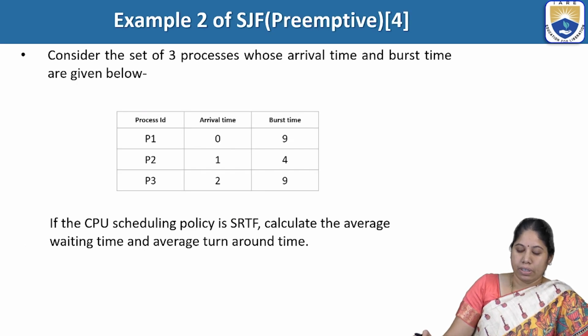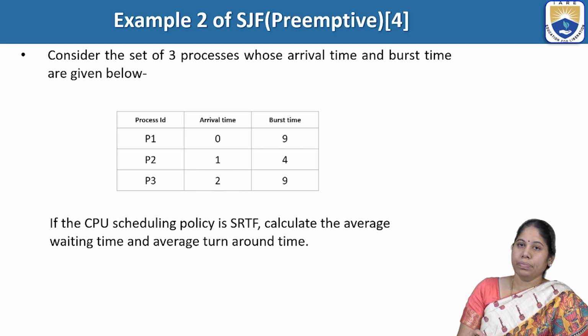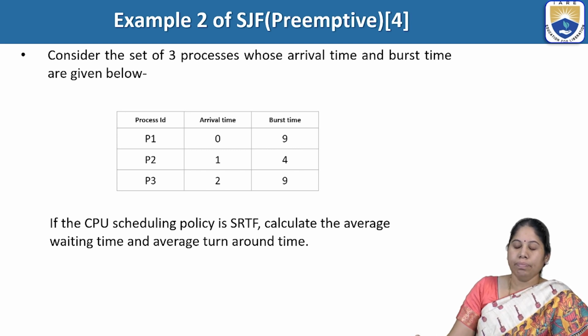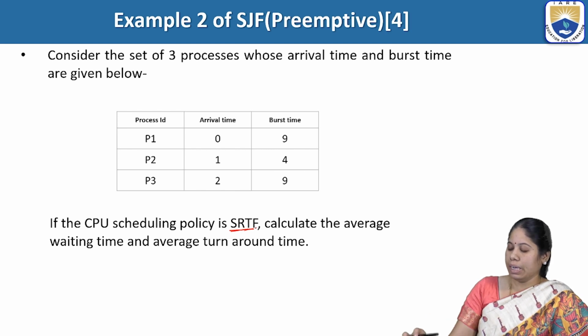Now let us see the other version. Example 2: you can take this down as homework, or use the same problem and calculate the average waiting time and turnaround time with the SJF preemptive version. The SJF preemptive version we call the shortest remaining time first scheduling algorithm.